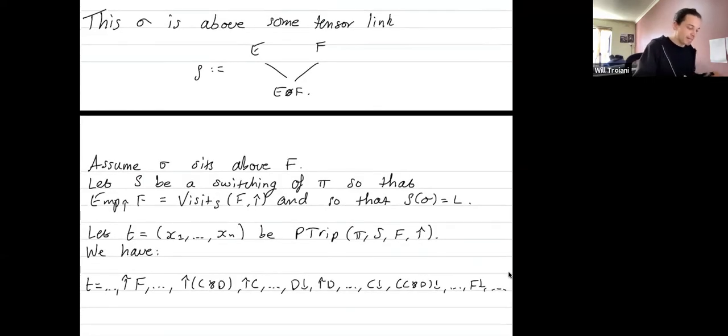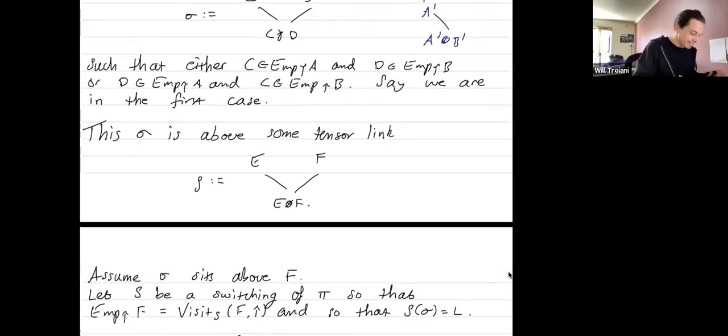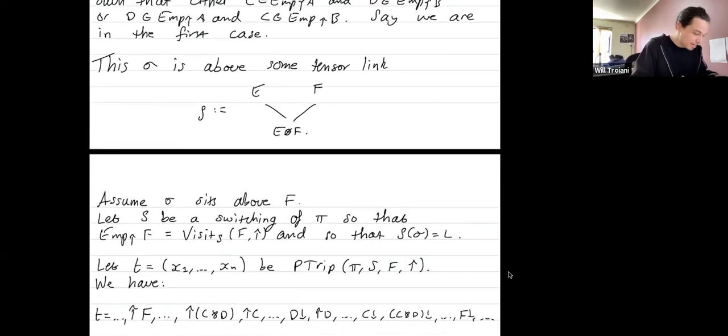we want to ask ourselves where B is, right? So we know that A at the moment is inside. I wish I had more space. I hope that's not too small.